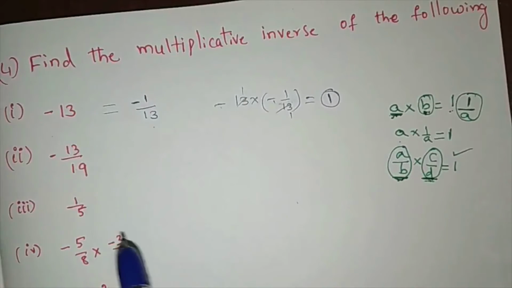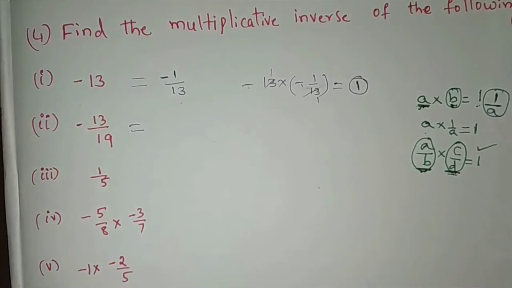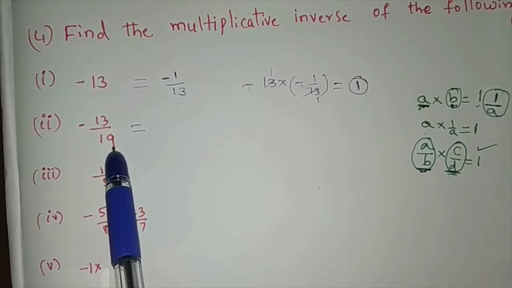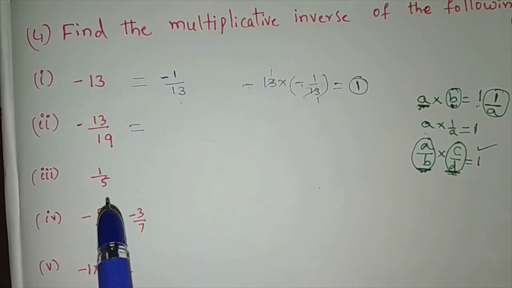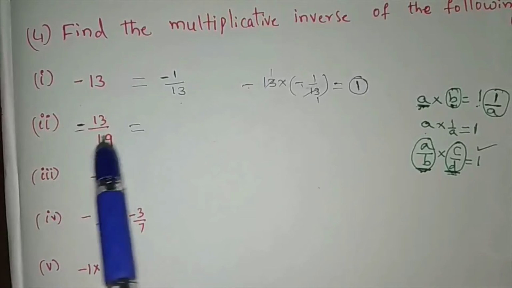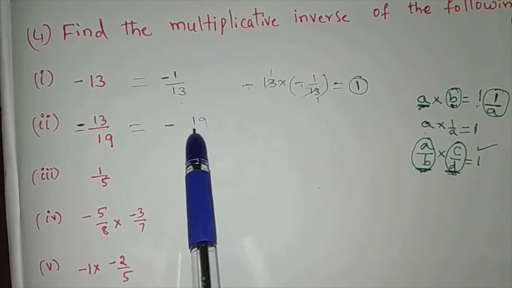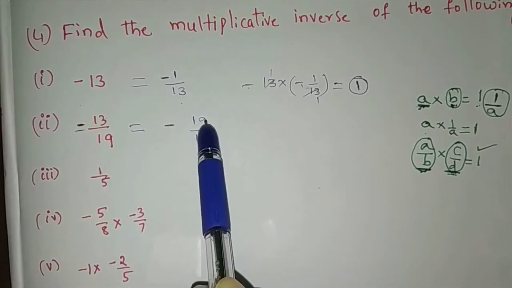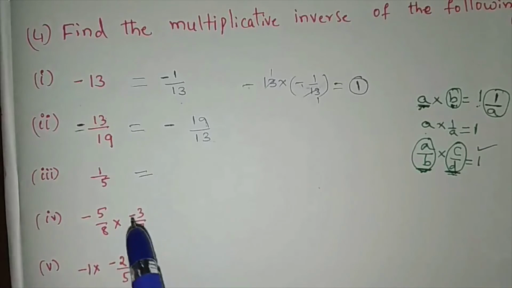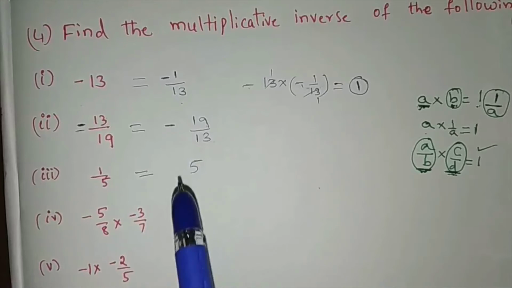Next is minus 13 by 19. So here we just have to reverse the fraction. In the numerator we have to write the denominator, and in the denominator we have to write the value of the numerator. That's it. No need to change the value, no need to change the sign. So with the sign as it is, minus 19 divided by 13 is the multiplicative inverse of minus 13 by 19. Next, 1 by 5. The multiplicative inverse of 1 by 5 is nothing but 5.